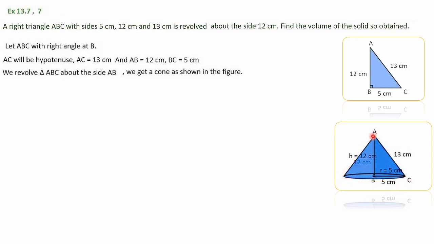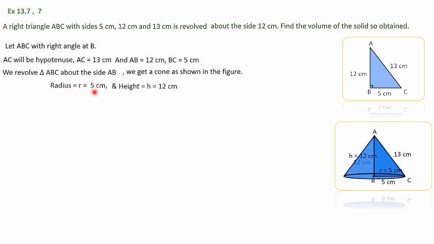So the height of the cone remains this one, where we have the axis of rotation, that is, revolving about the side 12 centimeter, that will be considered as the height, because we are not changing this one, fixing here. And this 5 centimeter will come as the radius, because with this 5 centimeter only we are revolving and forming a circle. So base radius will be 5 centimeter, and this hypotenuse will come to the slant height. So this is the cone, and we have to find out the volume of the cone.